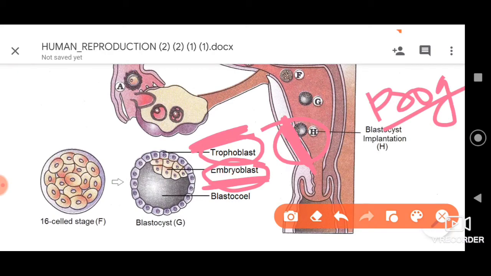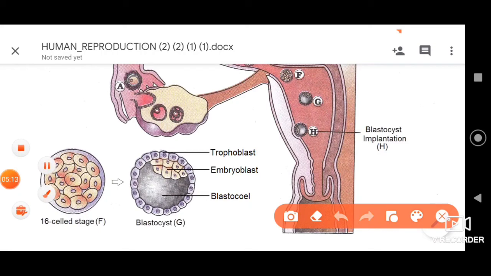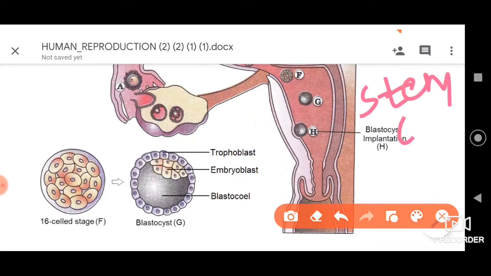Furthermore, the embryoblast cells, the inner mass of cells, are also referred to as the stem cells. Why do we refer to them as stem cells? Dear friends, these cells have the potential, the ability, to give rise to various tissues of the body, and they also form the organs in adults. Because of this reason, we call the inner mass of cells or the embryoblasts stem cells.